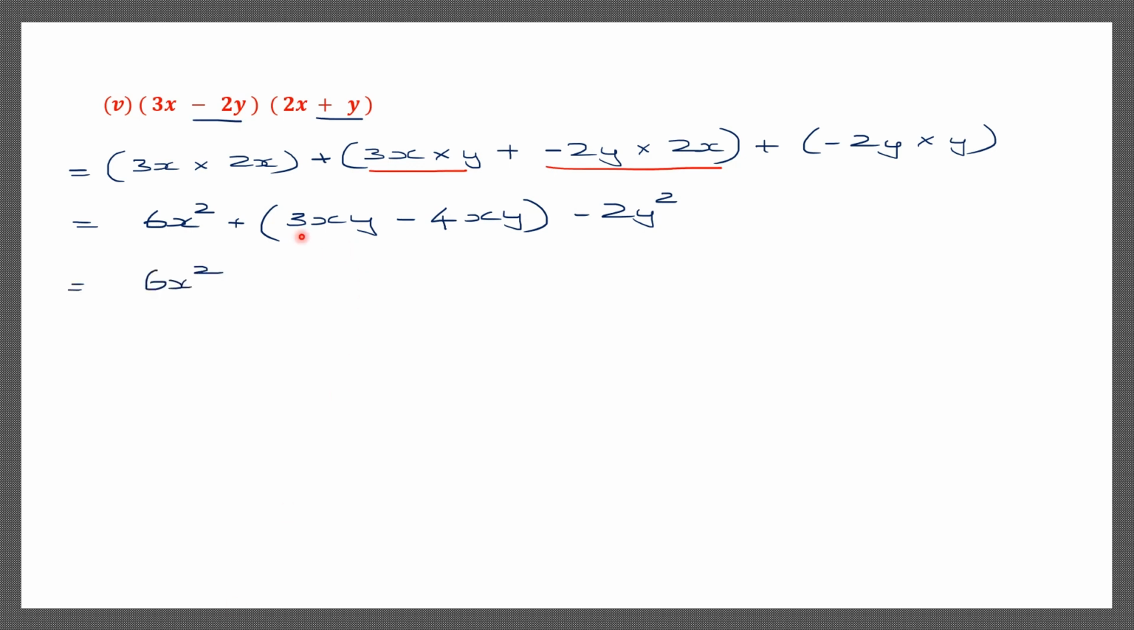Now here we have 3xy minus 4xy. 3 minus 4 is minus 1. So it's minus 1xy or simply minus xy and minus 2y square. Final answer: 6x square minus xy minus 2y square.